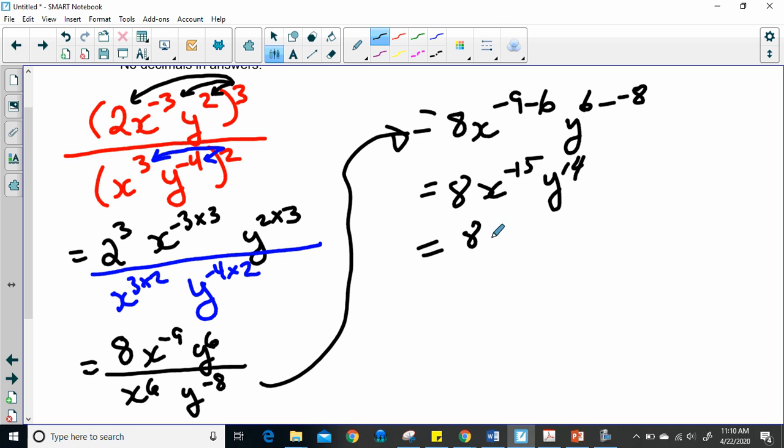Final answer, 8y to the 14 is in my numerator, and my denominator becomes x to the 15. Well done.